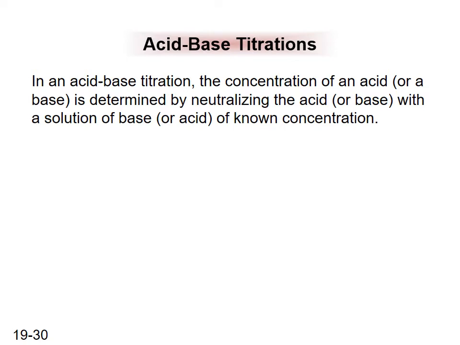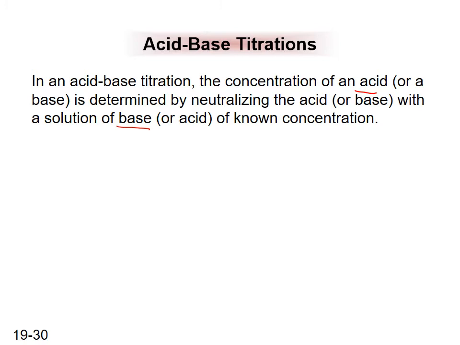We now move to another topic, acid-base titration. The purpose of titration is to find the concentration of an acid or a base. The concentration of an acid is determined by neutralization of the acid with a solution of base of a known concentration. The concentration of a base is determined by neutralizing the base with an acid.